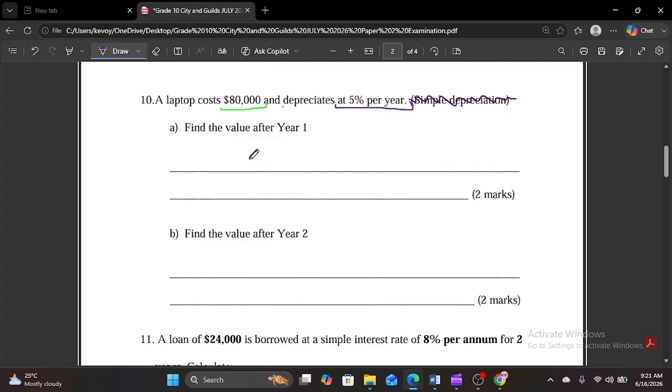So yeah, let's find what the value is after 1 year. So that's gonna be $80,000 and it depreciates at 5% per year. So we can just multiply. So that's gonna be $80,000 times 5%, which is gonna be 5 over 100.